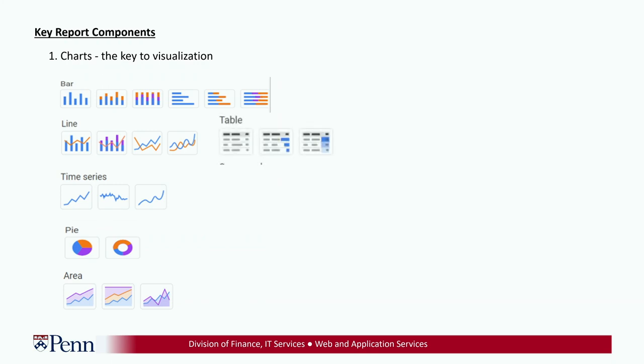Table data. This is a real good tool when you're looking to show multiple points of data and you have different dimensions. You can put them in a table. Pivot table. Pivot tables are also very popular now. You can represent your data as a pivot table.